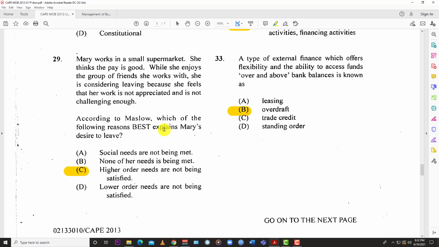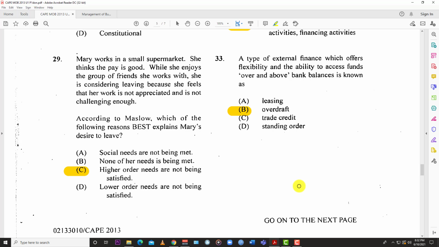None of her needs are being met. That's not true again because she thinks the pay is good, so security right there, because she could buy her basic needs. She enjoys a group of friends, so social needs are met. Lower order needs are not being satisfied. The reality here is the lower order needs are being satisfied. So social, psychological, because she gets good pay, they are being met. What is happening here now is that her higher order needs are not being satisfied, and that's because you can see she feels like she's not appreciated on the job, and it is not challenging enough. So there's no self-motivation, no self-actualization.